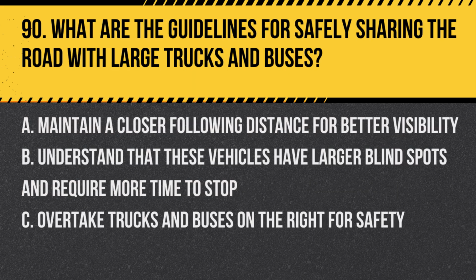Question 90. What are the guidelines for safely sharing the road with large trucks and buses? A. Maintain a closer following distance for better visibility. B. Understand that these vehicles have larger blind spots and require more time to stop. C. Overtake trucks and buses on the right for safety.